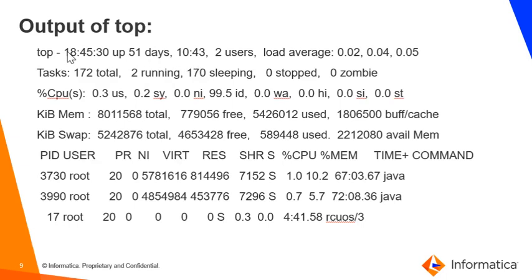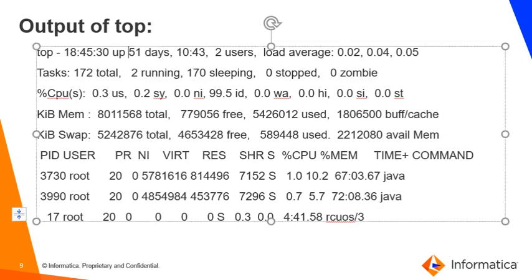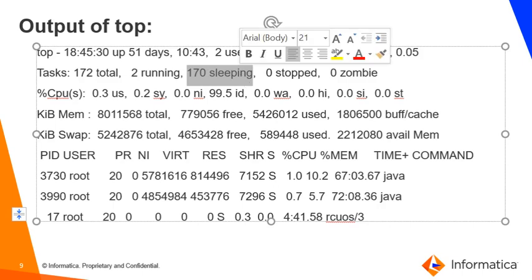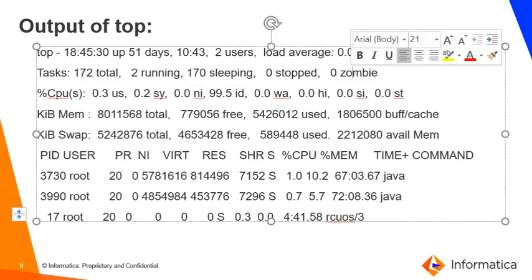You can see the time on the server right now is 18:45, and it has been running for the last 15 days. 2 users are logged in, and the load average for 1 minute, 5 minutes, and 15 minutes is 0.02, 0.04, and 0.05. This also gives information on tasks, like how many tasks or processes are being run on the server. Here you can see a total of 172 tasks, out of which 2 are running and 170 are in sleeping state, 0 are stopped, and 0 are zombie.